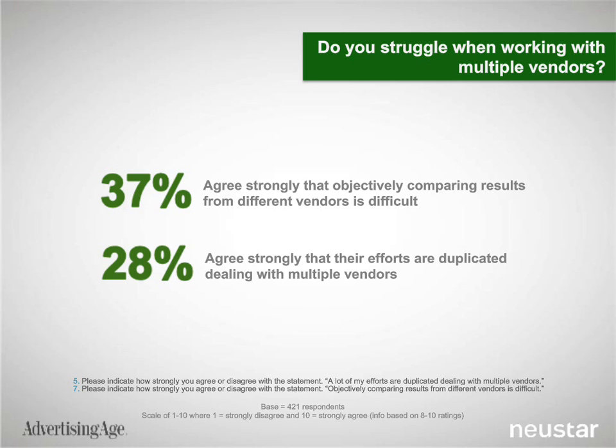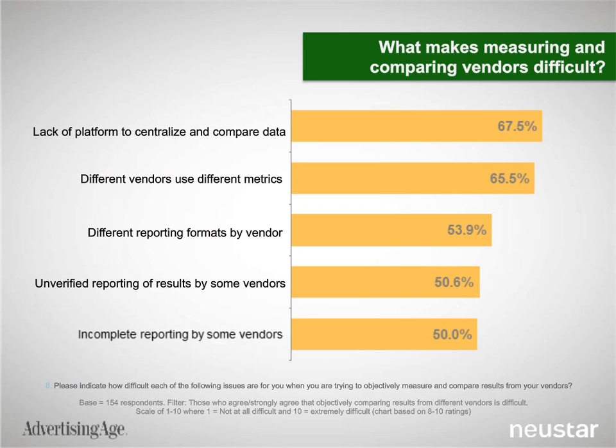Great. Now let me move to the next slide where we're talking about measuring and comparing vendors and what parts of that is so difficult. So similar to what Rob mentioned, the highest respondent rate was 67.5%, citing that the lack of a platform to centralize and compare data was difficult, and that different vendors are using different metrics.